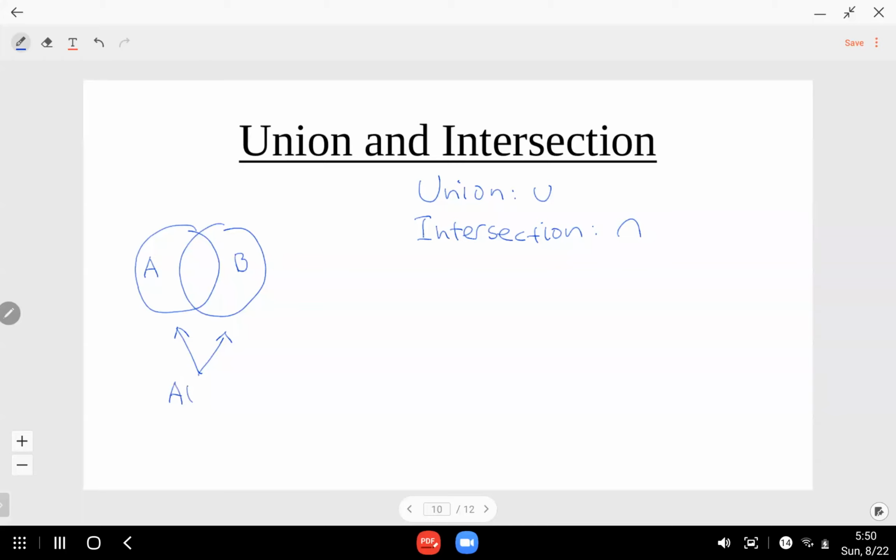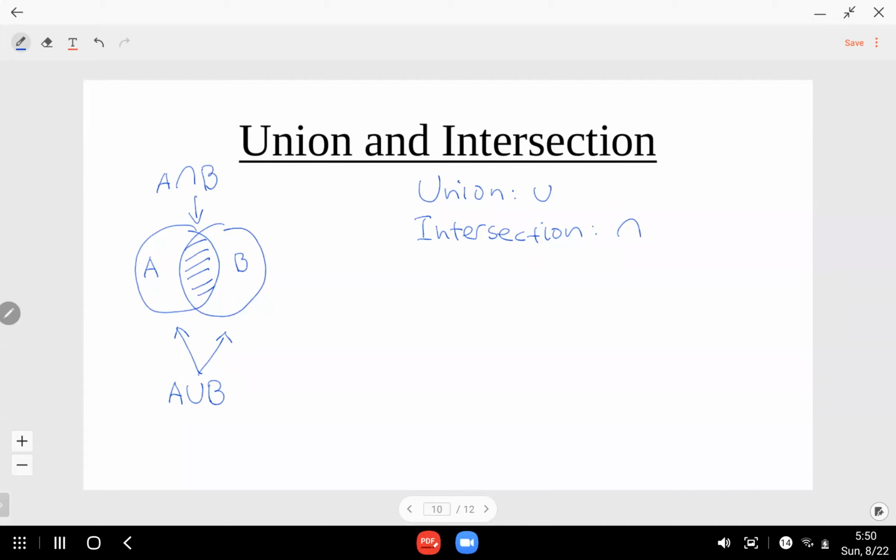That's A union B right there. You see the shaded region in between? That right there is A intersection B. So what is union and intersection?